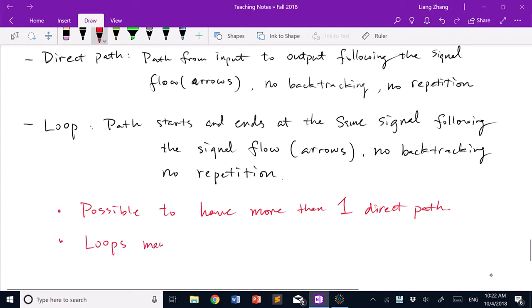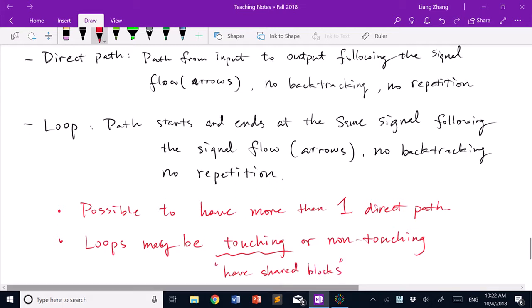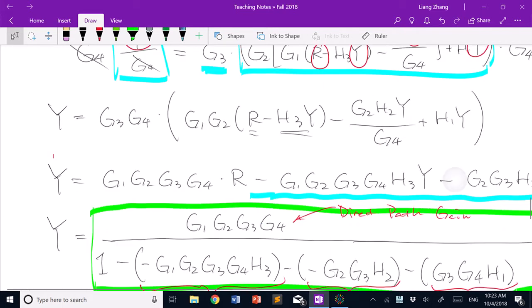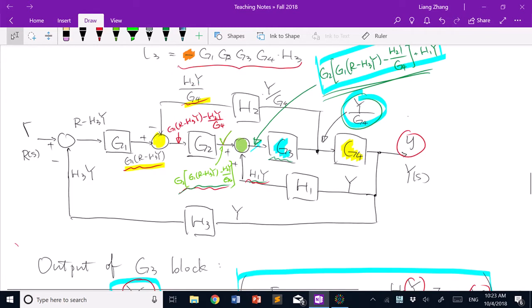Second, about the loops. Loops may be what we call touching or non-touching. Touching and non-touching is very intuitive. Touching means they have shared blocks. Non-touching means they have no shared blocks. And let's just quickly go up to the example we have. Now you have 3 loops, right? Are they touching or non-touching?